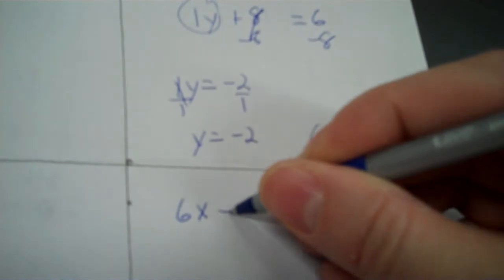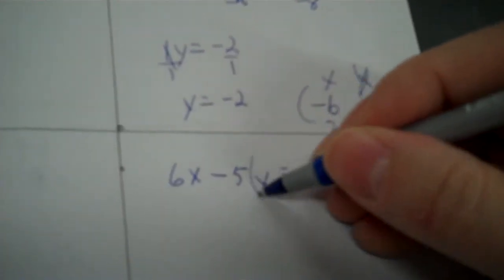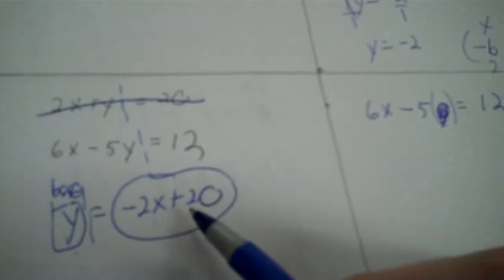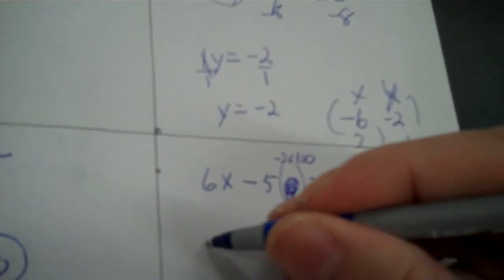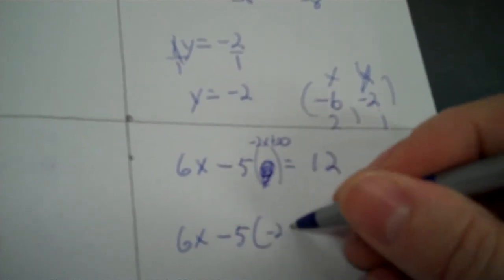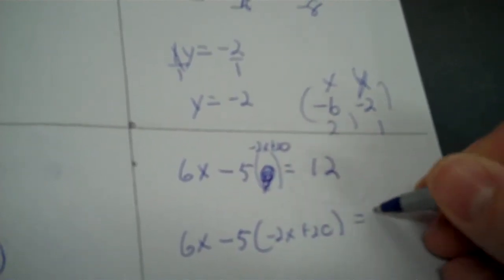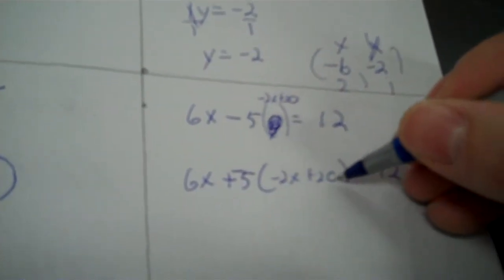Now look at your two equations. You now have a base, and that's what you're equal to. So we got the other one, 6x minus 5y equals 12. So the y is what I need as base, so I get rid of the y, and I replace it with -2x plus 20. So you got 6x minus 5 parentheses -2x plus 20 equals 12. That is a -5, a -2, and a 20.